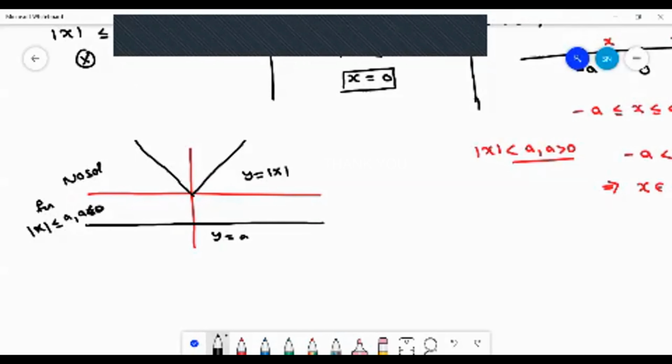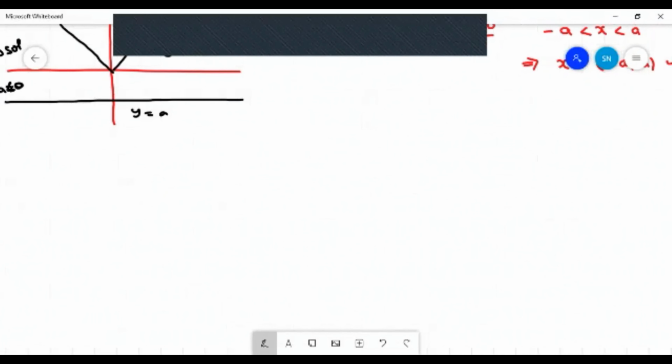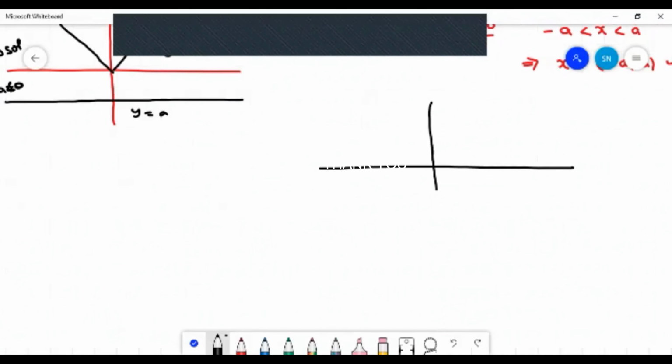Whereas in the second case we can easily understand there is only one point of intersection, that is x is equal to 0, the common point. So the third and the most interesting case is y equal to modulus of x and y equal to a. This is y equal to a and y equal to x.